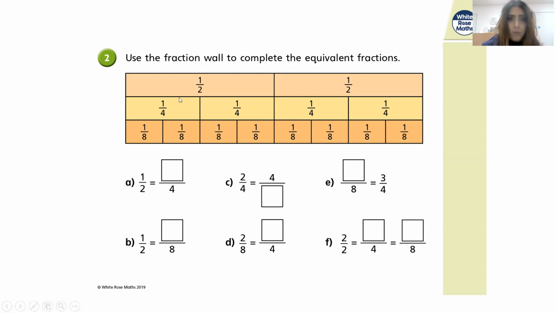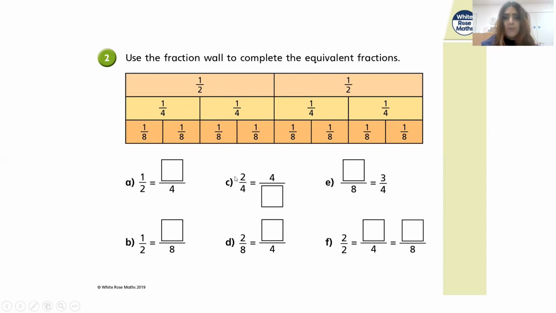If you have a look at my fraction rule, 1/2 here, and I have 2 quarters here. It's exactly the same. So equivalent means exactly the same. Go try the same on the letter B. So half equals what 8s? So if we have a look at half here, how many 8s makes a half? Well done. It is 4 8s. 1, 2, 3, and 4.